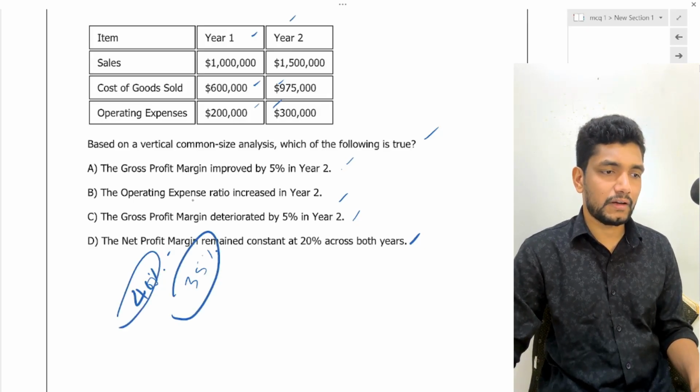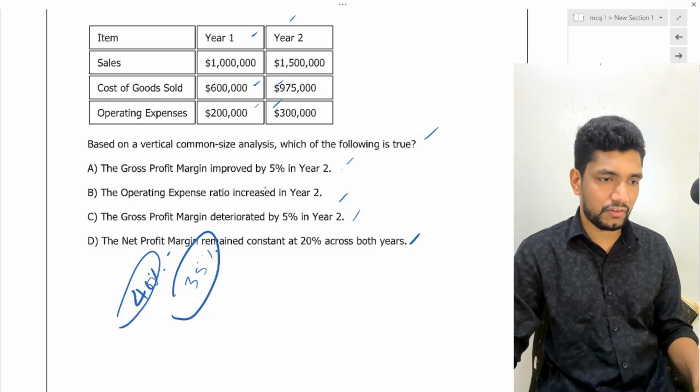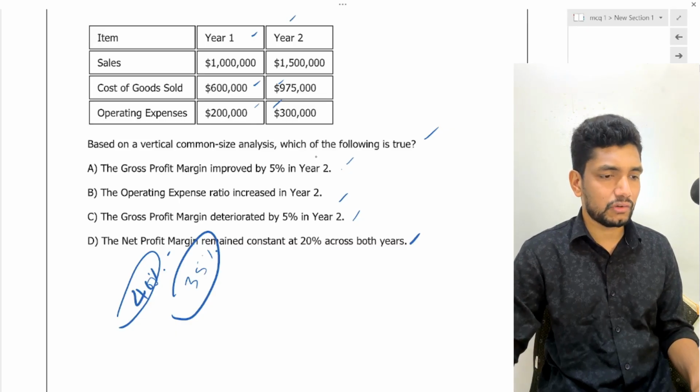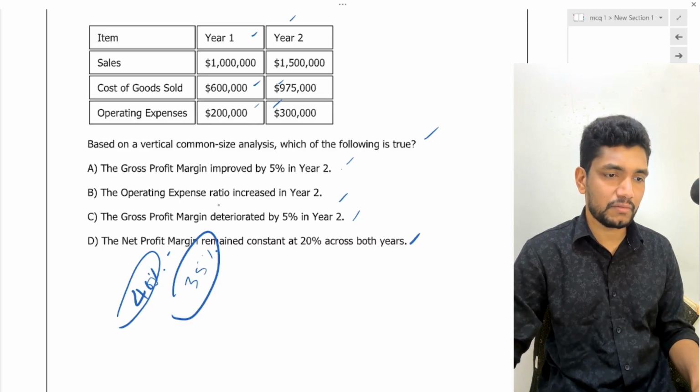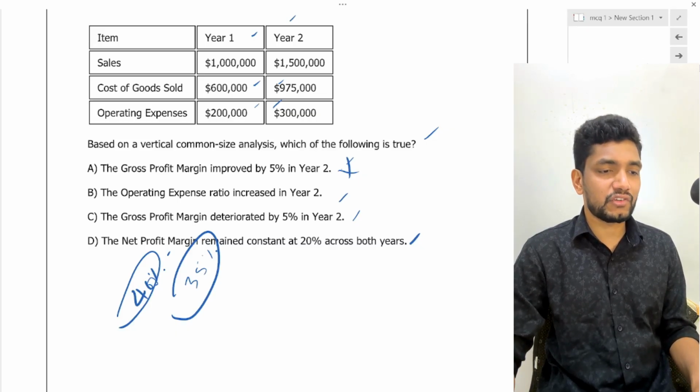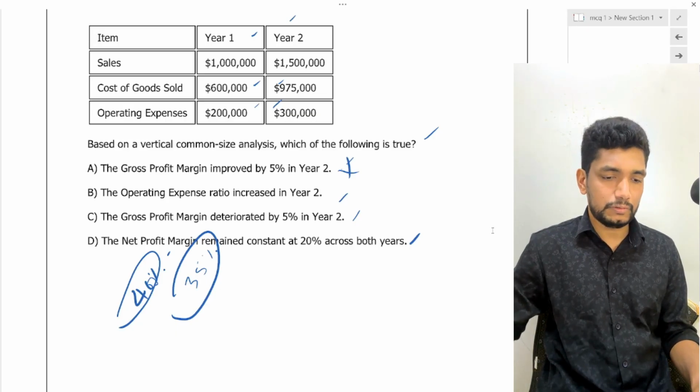So let's come to the first statement, that is, gross profit margin improved by 5% in year 2. So that is a wrong statement. It is decreased by 5%. So we'll move to the second statement, that is, the operating expense ratio increased in year 2.